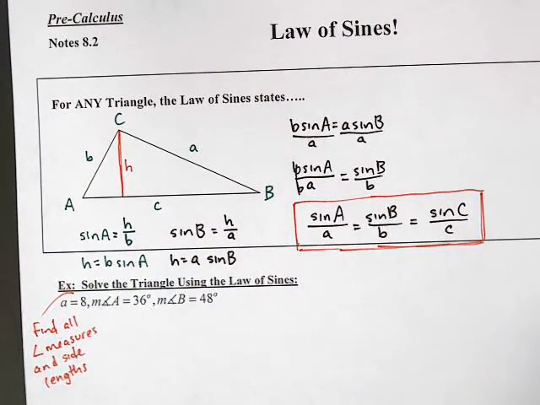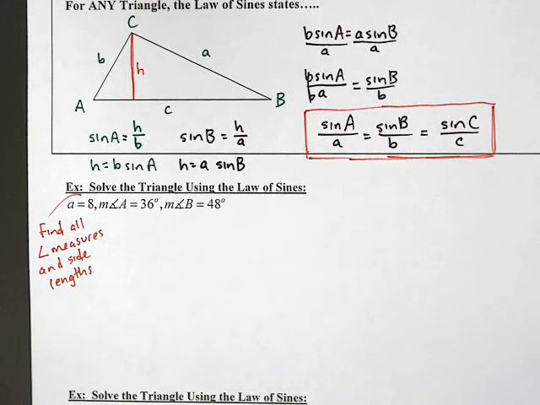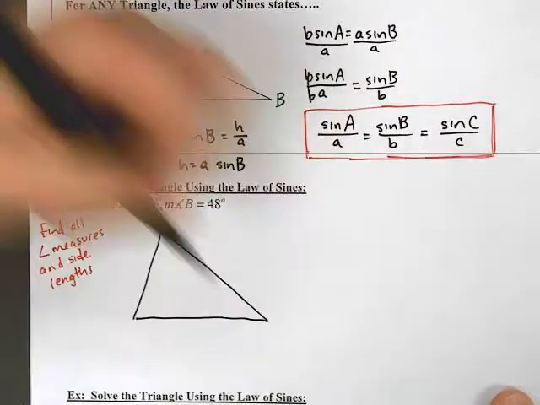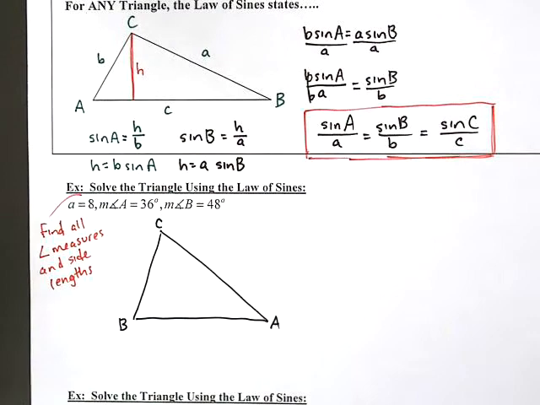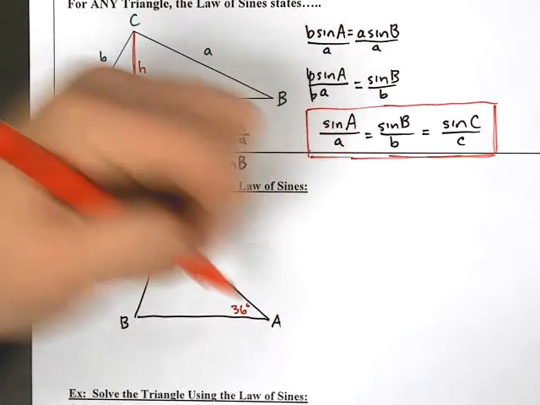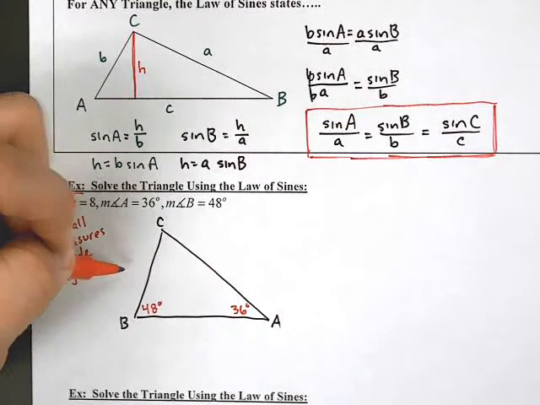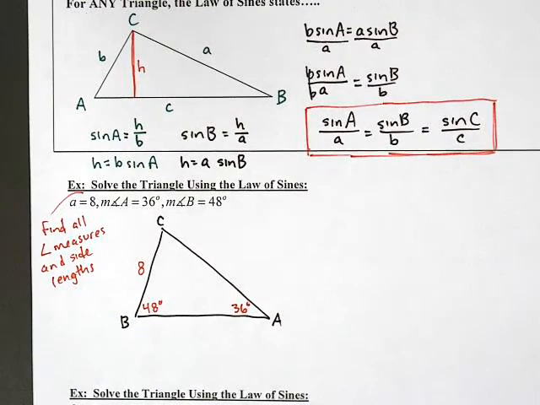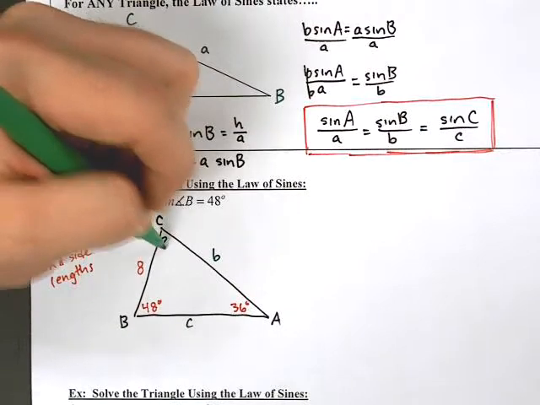In something like this, the first thing I would suggest doing is sketching a picture. Actually, I'm not suggesting, do it. Sketch a picture. It does not have to be perfect. Maybe this is B, and this is A, and this is C, and label what we have. We know that angle A is 36 degrees. I know that angle B is 48 degrees. I know that side A, the side across from angle A, is 8. Well, that means we're missing some things, right? I need C, I need B, and I don't know angle C.